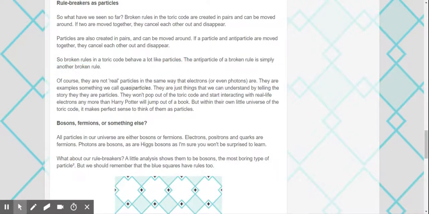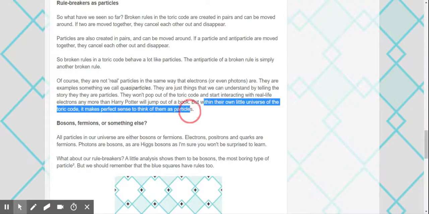Of course, they are not real particles in the same way that electrons or even photons are. They are examples of something we call quasi particles. They are just things that we can understand by telling the story that they are particles. They won't pop up out of the toric code and start interacting with real life electrons, any more than Harry Potter will jump out of the book. But within their own little universe of toric code, it makes perfect sense to think of them as particles.